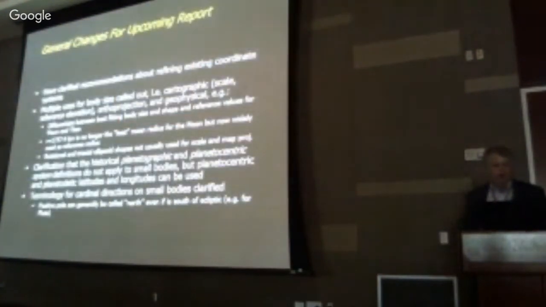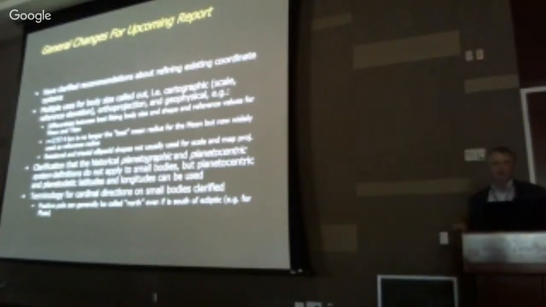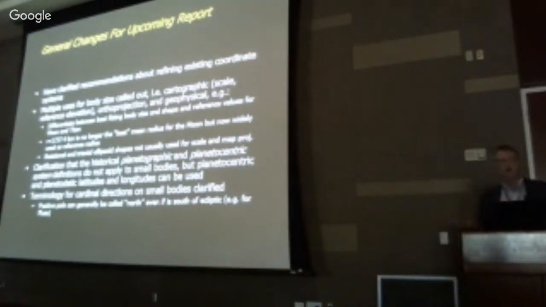So going on, the general changes for the current report that we're about to publish is to clarify this information about how you establish and refine coordinate systems. The fact that when you have a shape for a body, there are multiple purposes for shape. One is, for example, for doing map projections and scale of maps. Another is to project images to make ortho projections, and the third might be for geophysical reasons. So we're trying to clarify those different uses and different shapes that might be used.